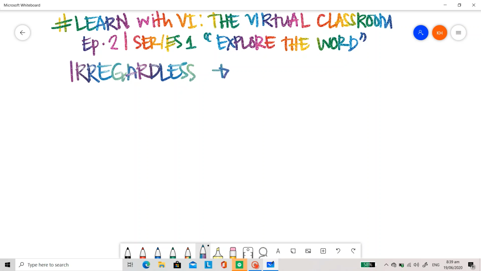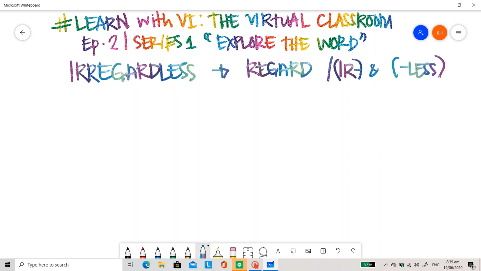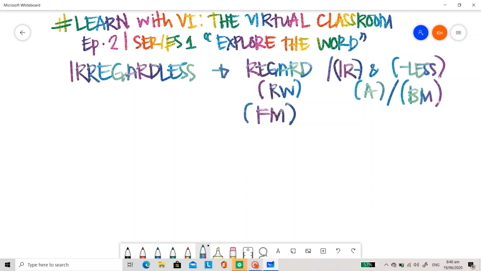You have the root word regard, and you have the affixes ir and less. Okay, now we call this the root word, and we call this the affixes. In more advanced terminologies, we actually refer to the root word as the free morpheme, because it could stand on its own and it has a meaning of its own. And then we call the affixes the bound morphemes, because they need a free morpheme to mean something.